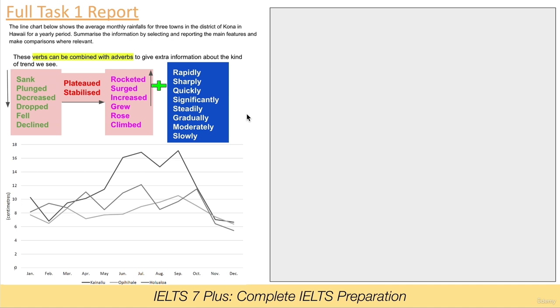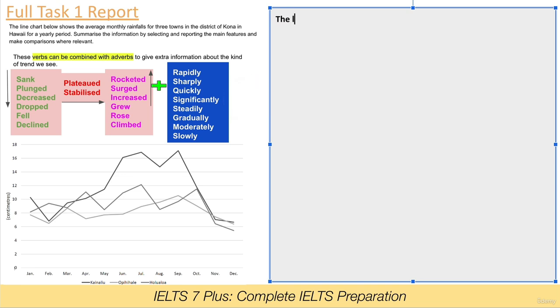Okay, then, so we need to start, as always, by having a think about this paraphrasing paragraph. So, the statement: the line chart below shows the average monthly rainfalls for 3 towns in the district of Kona in Hawaii for a yearly period. Okay. Let's have a think about this one.